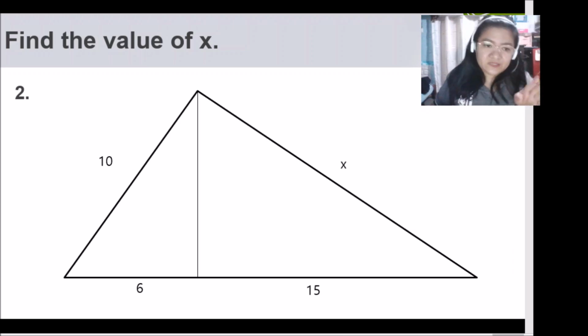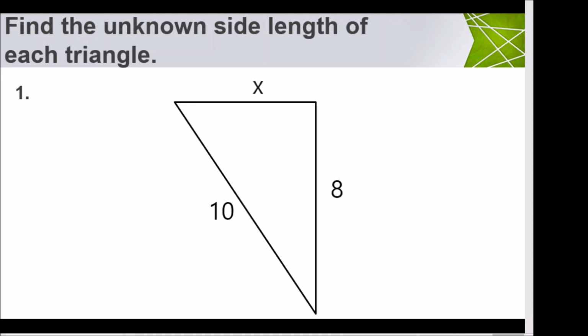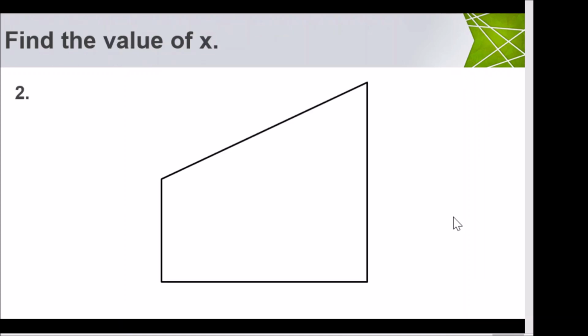Now I will be giving you other activities for your practice. For the next video, I will show you how to solve it. For your practice, number 1, find the unknown side length of this triangle. You're going to look for the value of the base, x. Number 2, find the value of x for this quadrilateral. Now you're going to look for the value of x.